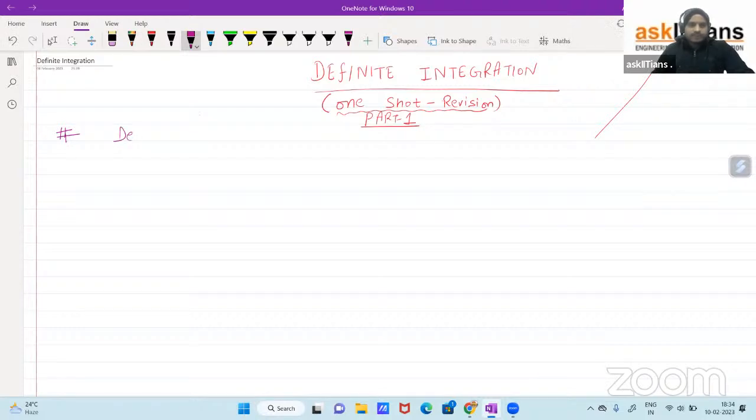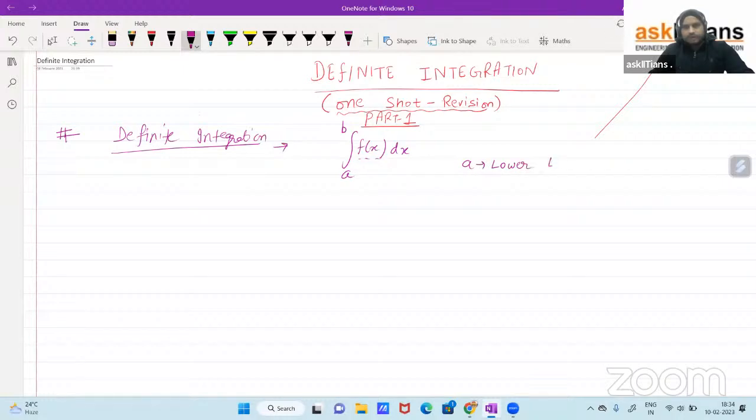So let's start. Definite integration is usually denoted by the integral of f of x from a to b. In this, f of x is the integrand, a is called the lower limit of integration, and b is called the upper limit of integration.